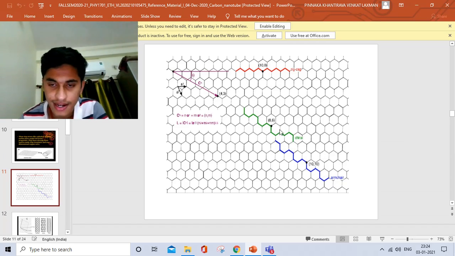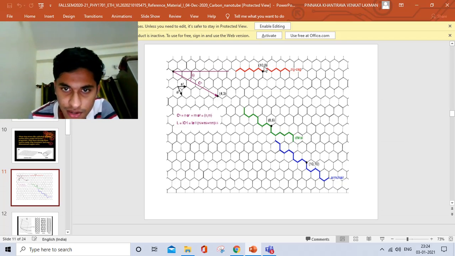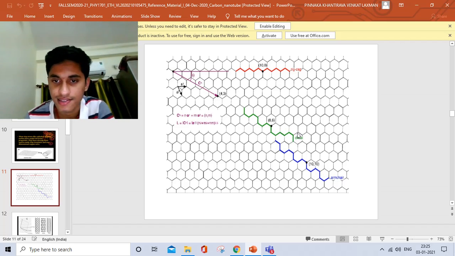Sorry, I mean indices. And coming to this part, it is 10 comma 0, 4 comma 3, 6 comma 6 for chiral, 10 comma 10 for armchair, etc. This following microscopic structure of the carbon nanotubes represents the composition of its indices. Here you can see the red component is zigzag, the green component is chiral, and the blue component is armchair.